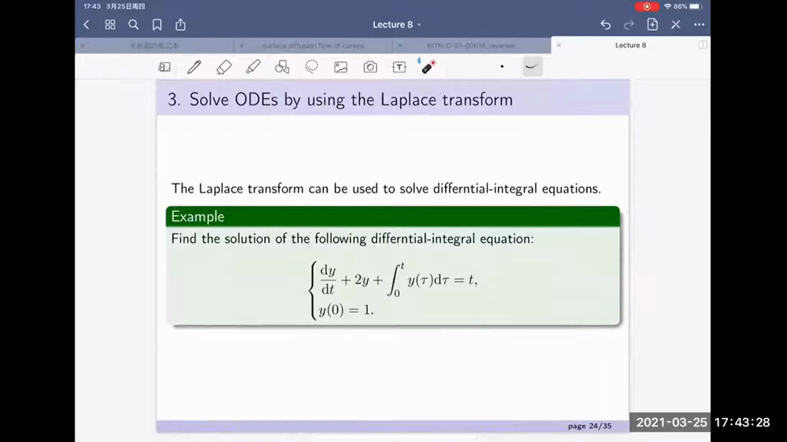It can also be applied to solve other more general differential equations, and this is called the differential integral equation because it contains derivative and integral. It contains both, so it's called a differential integral equation. The Laplace transform is very flexible in solving such types of equations with constant coefficients.